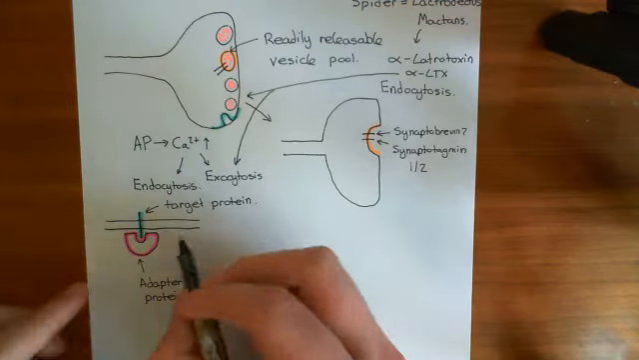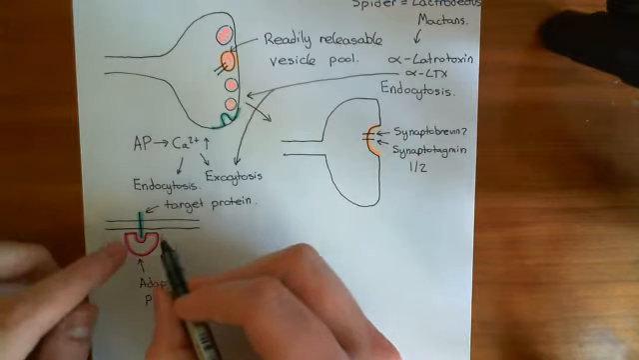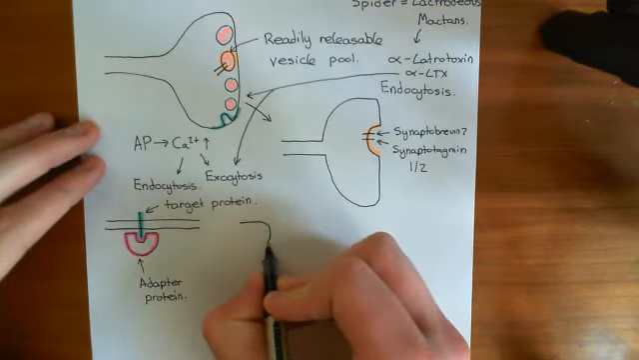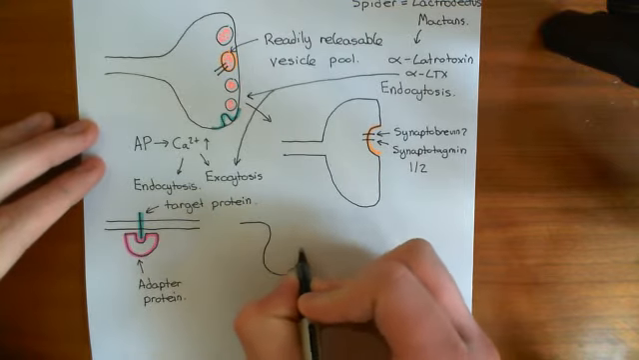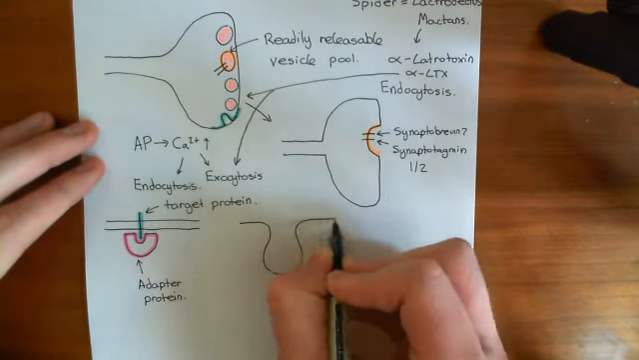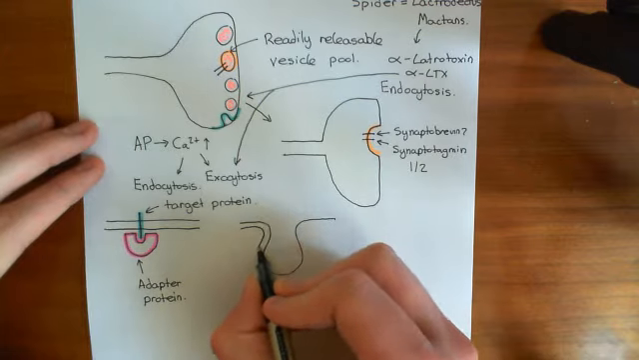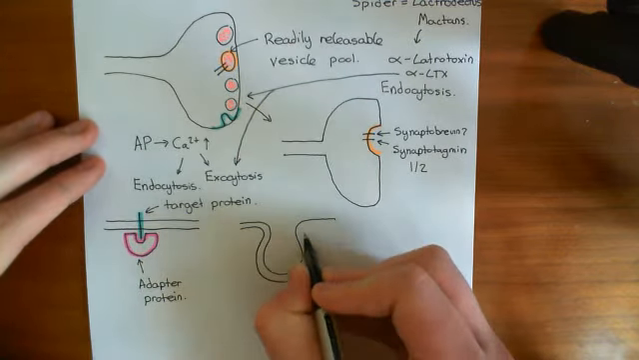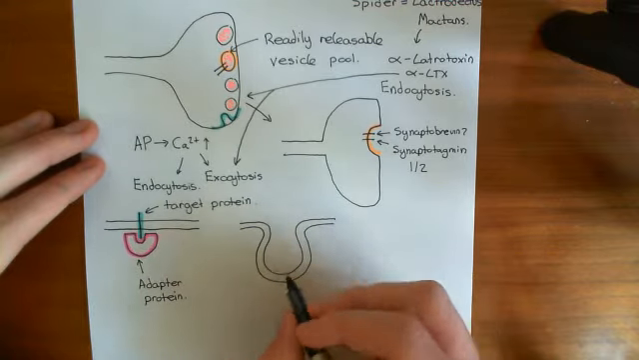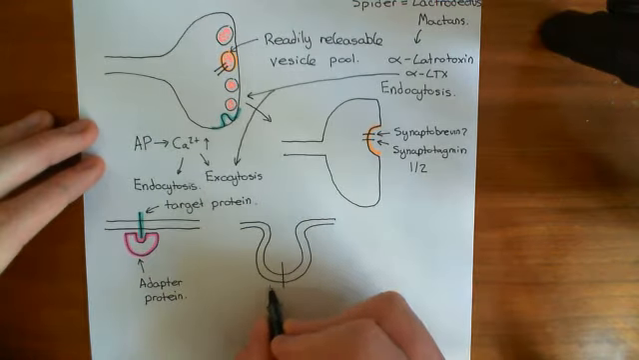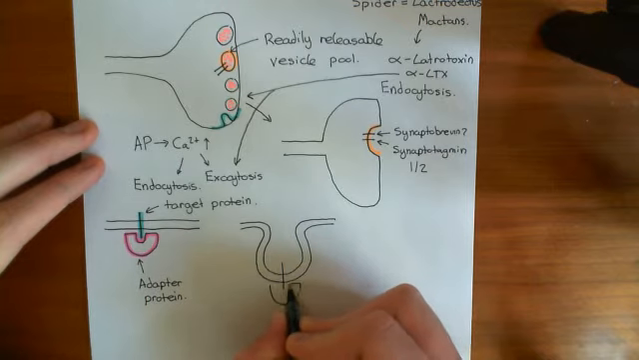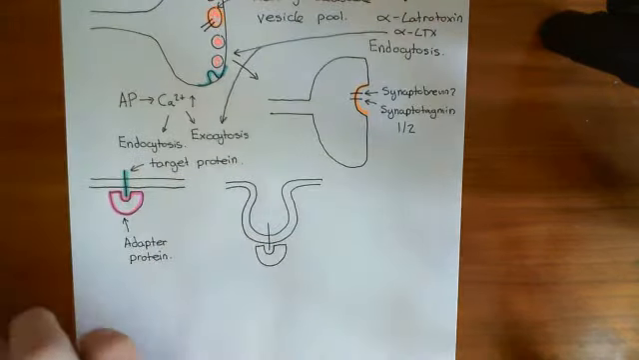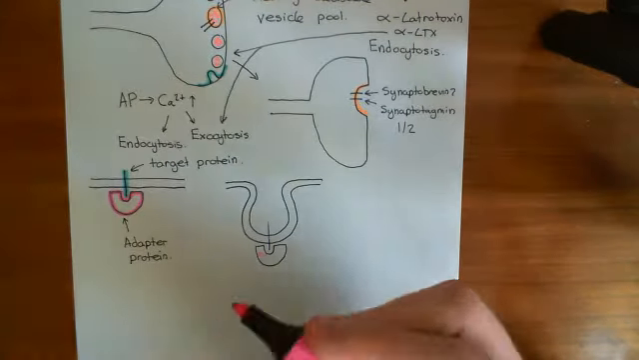Then, what needs to happen is we need to basically bud off the membrane. So we need the membrane basically to bud off, form a little invagination like so, so that we can form or begin to form our vesicle. Okay, so this is what's going to be our vesicle here. So here's our target protein, here's our adaptor protein still bound to our target protein. Okay, and we're starting to form the vesicle here.